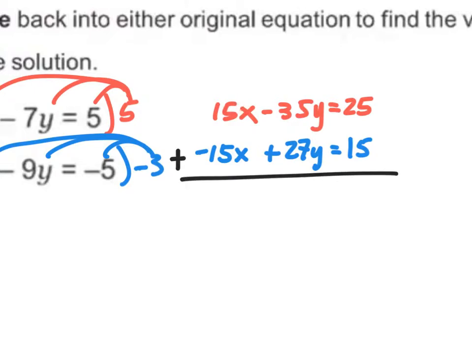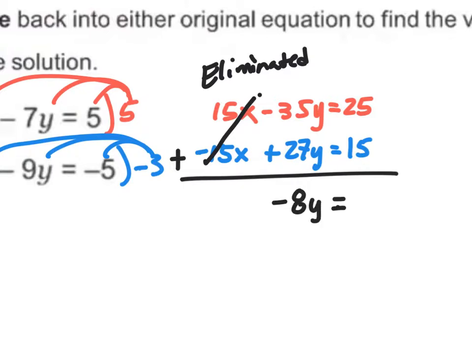If I do 15x plus a negative 15x, that adds to 0, and hence gets eliminated. So that goes to 0. Then you have negative 35 plus 27, and that's going to give us negative 8y, and that's equal to 25 plus 15, which gives us 40. So now I've eliminated the x variable, and I only have y. Now I can just solve this for y. I'm going to divide by negative 8 on both sides, and I end up getting that y is equal to negative 5.